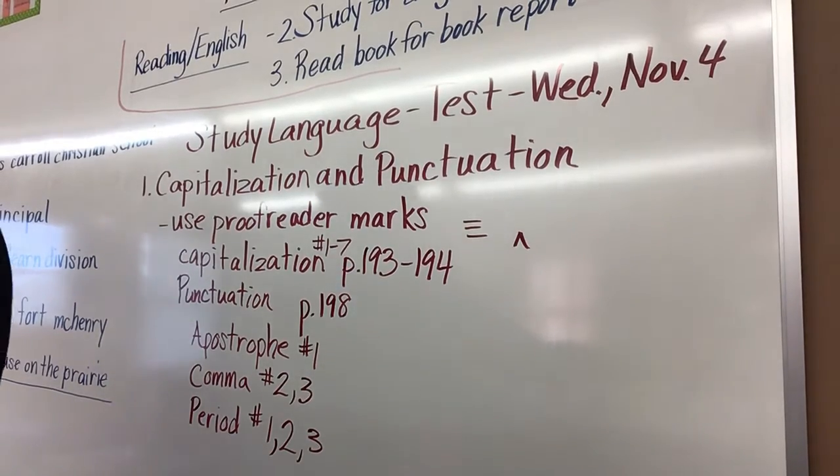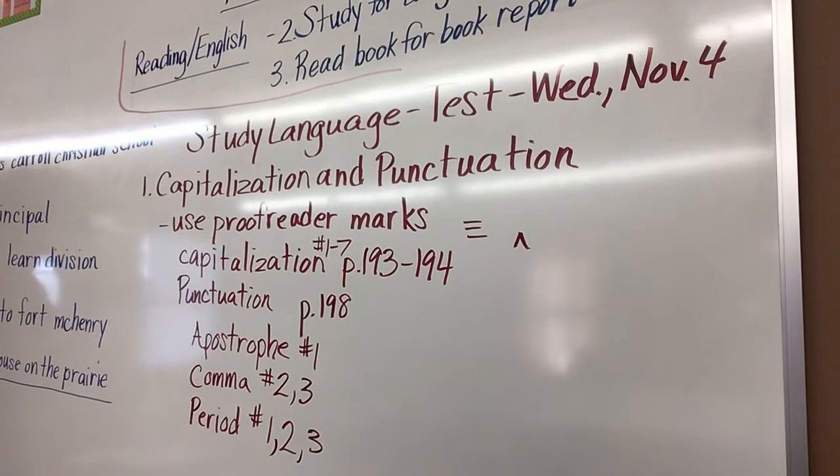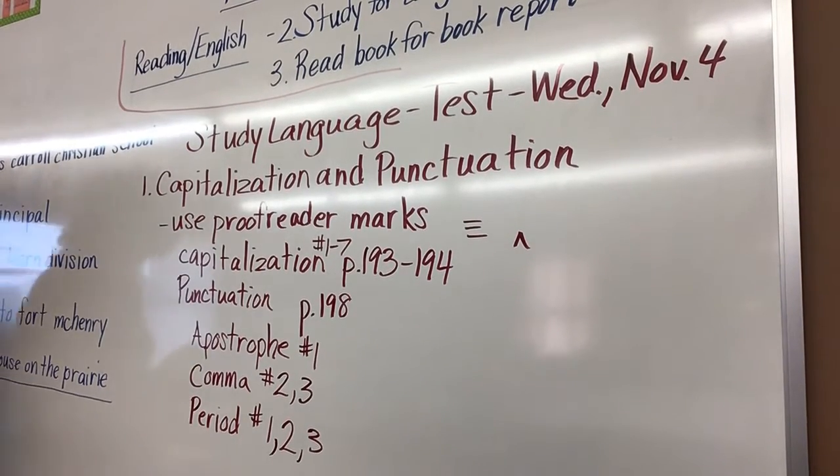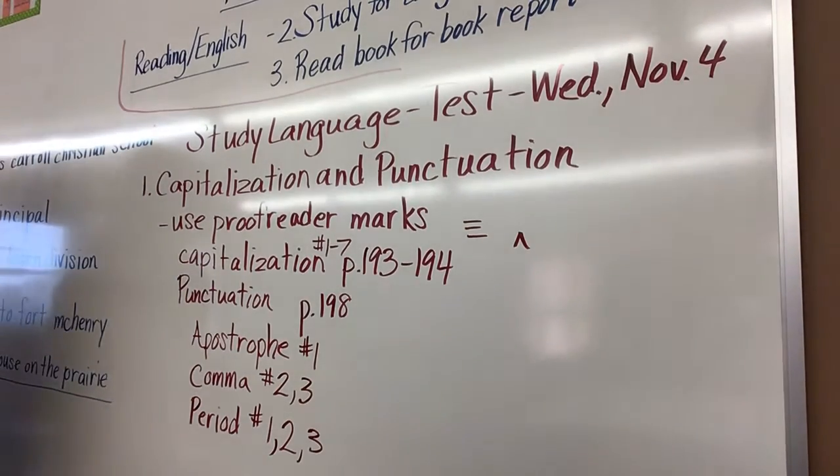abbreviated titles of respect. Which title of respect is not abbreviated, so it does not get a period? Miss. M-I-S-S, capital M-I-S-S, Miss, which is an unmarried lady. What is the abbreviation for Mrs.? Yes, capital M-R-S, period. What's Mr.? Capital M-S. Period.